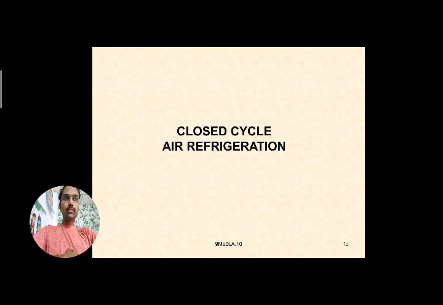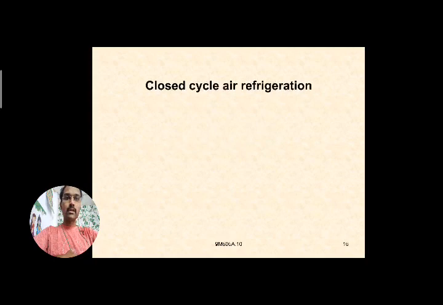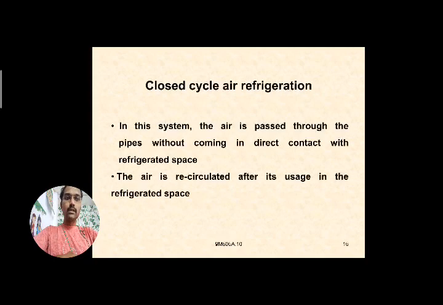So coming to the end of the problem, this is for the Bell-Coleman cycle numerical problems. Next we move on to the next topic, that is the explanation of closed cycle air refrigeration. Let us see the line diagram of that, and here are a few points regarding that.